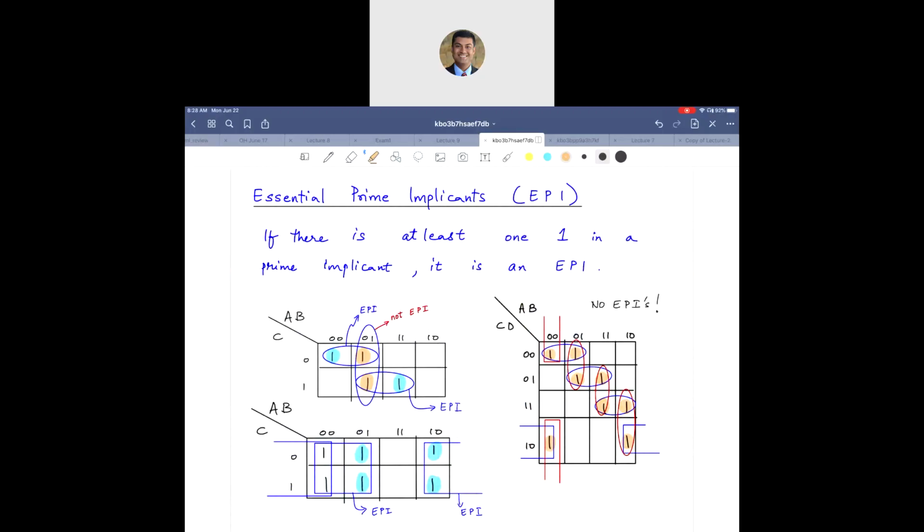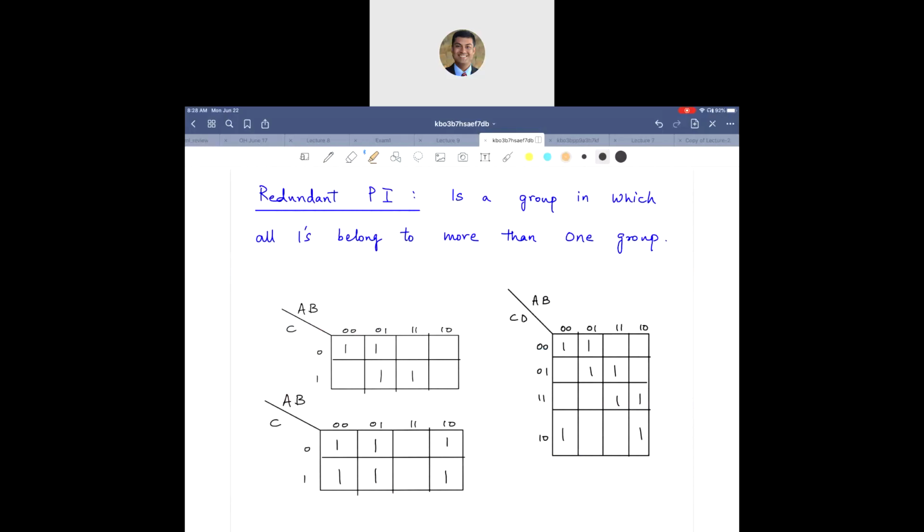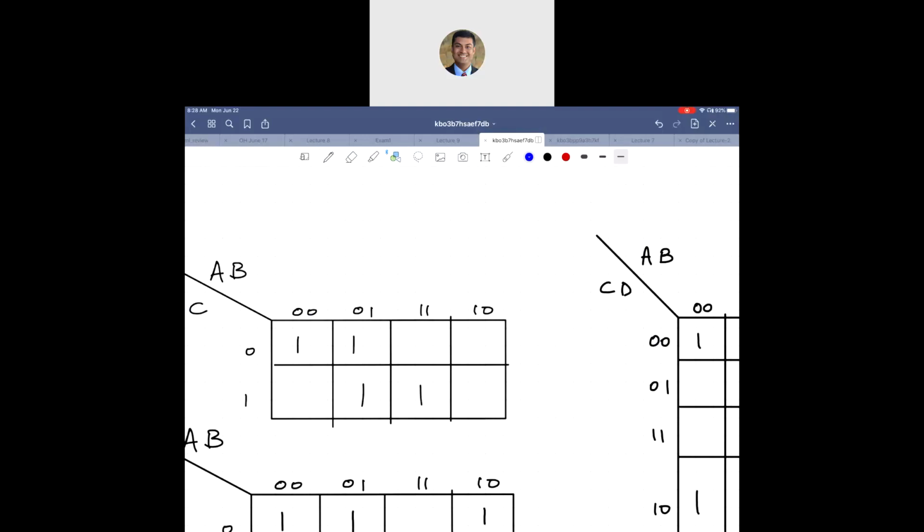Next, redundant prime implicants, right? That is what is left over. So a redundant prime implicant is going to be a group in which all the ones belong to more than one group. Keyword here, all the ones belong to more than one group. So what do we have here? In terms of our examples, we have prime implicant 1, 2, 3. Which one is redundant?